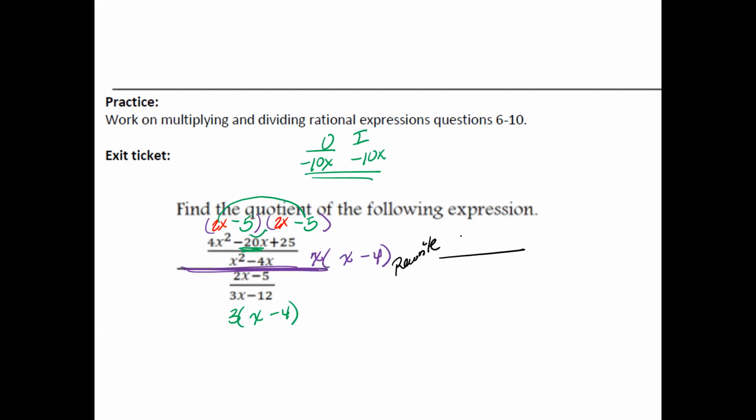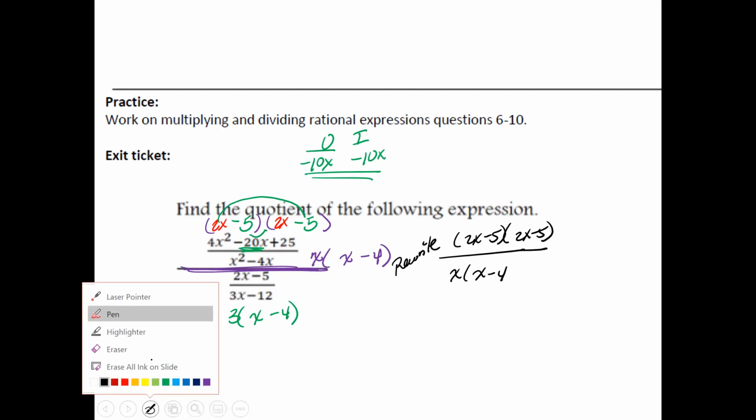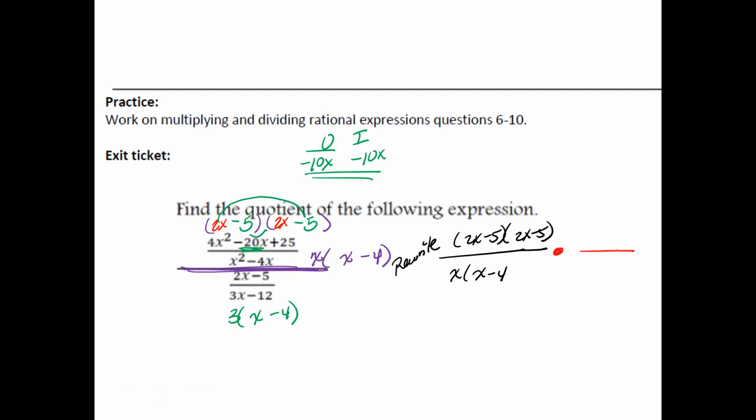Okay, my first fraction is 2x minus 5 over, denominator is x times x minus 4. You're going to change your division to a multiplication, but then what ends up happening is you have to flip that. So you get 3x minus 4 on top, and then 2x minus 5 on the bottom.